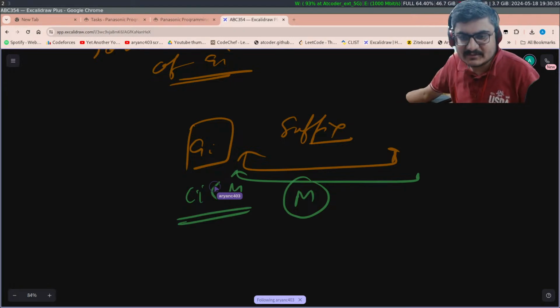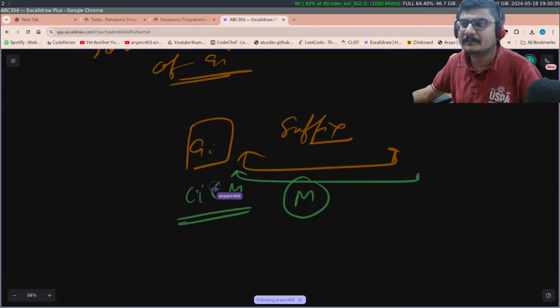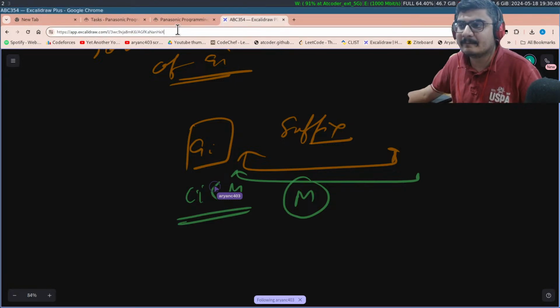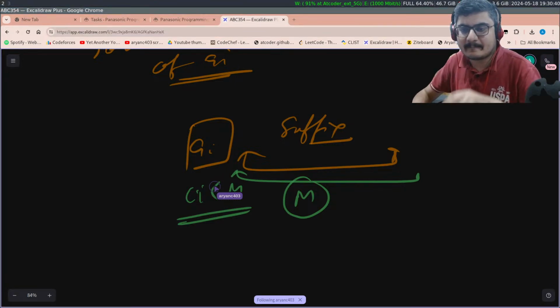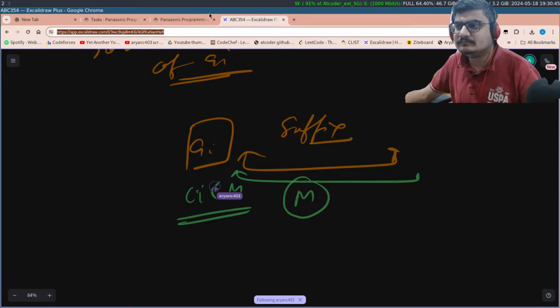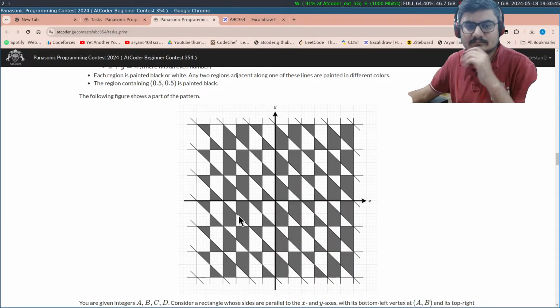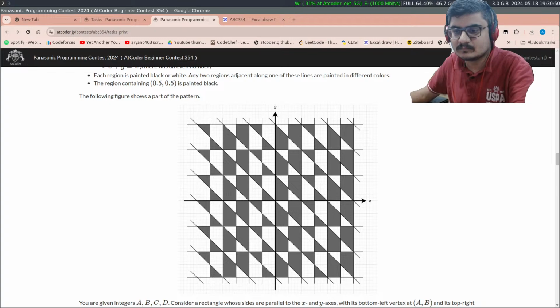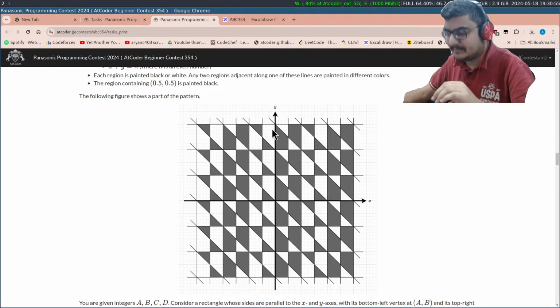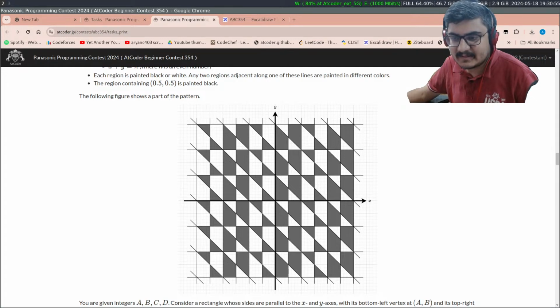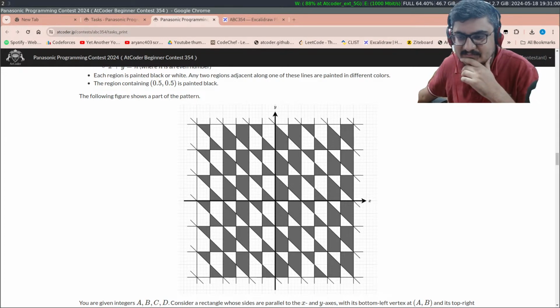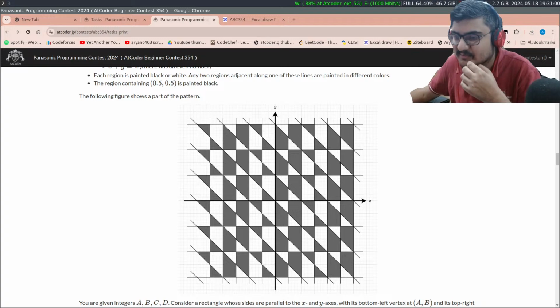So let me see if I can copy paste. D was a bit tricky, and let me see if I can copy paste this image in my Excalidraw once, and that will make it a lot easier to explain problem D.